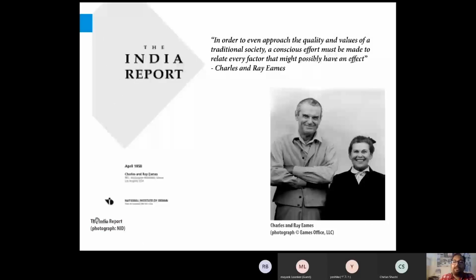And they also recognized that in order to even approach the quality and values of a traditional society, a conscious effort must be made to relate every factor that might possibly have an effect. It means you need to see India in its totality.